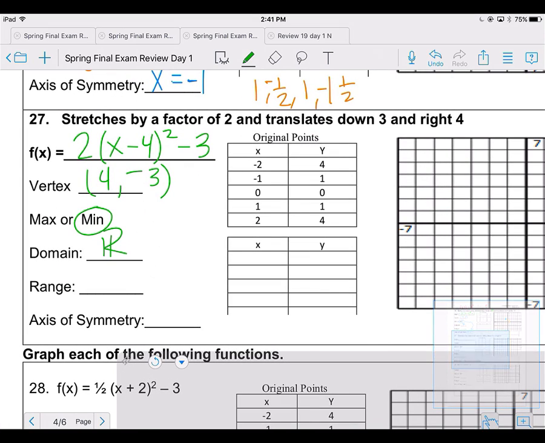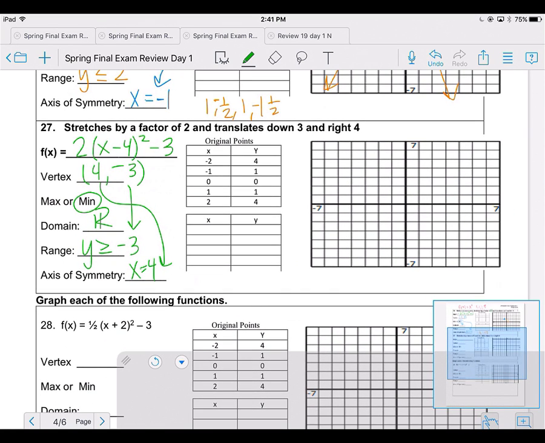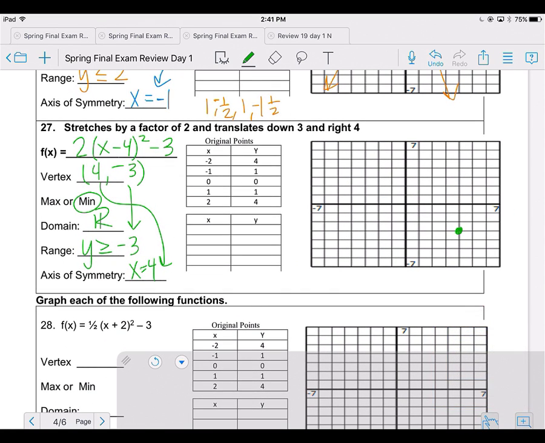Domain is still all reals. Because we have a minimum, it should be greater than -3, because minimum means lowest point. And then axis of symmetry, x equals x from the vertex. I go to 4, -3 and plot my point.